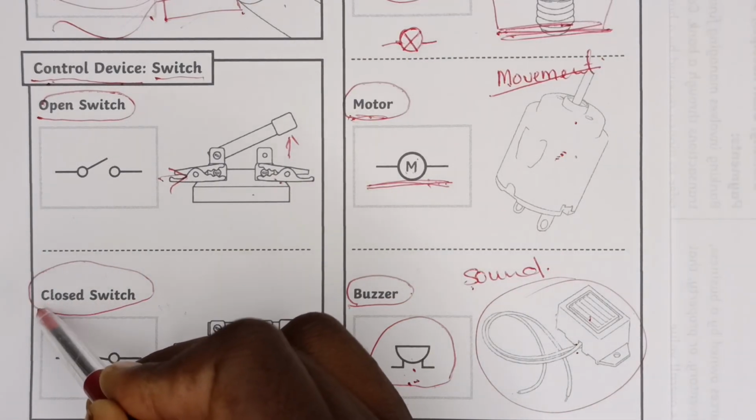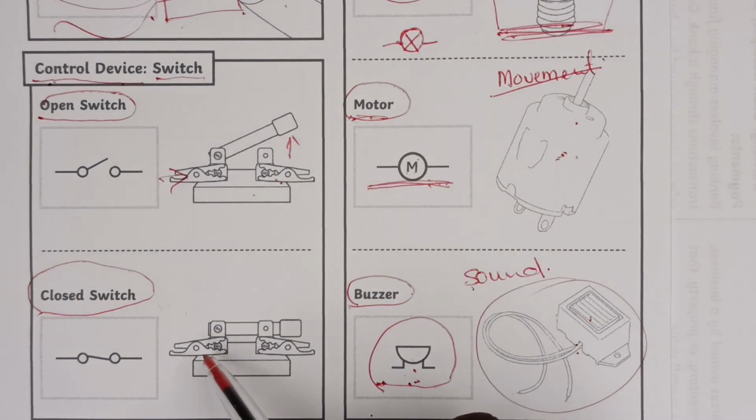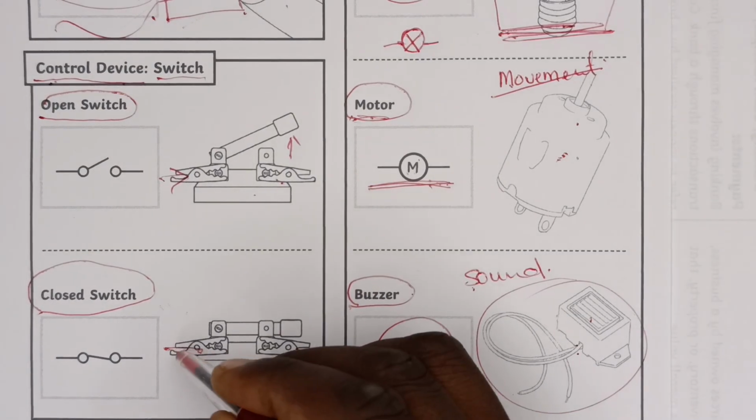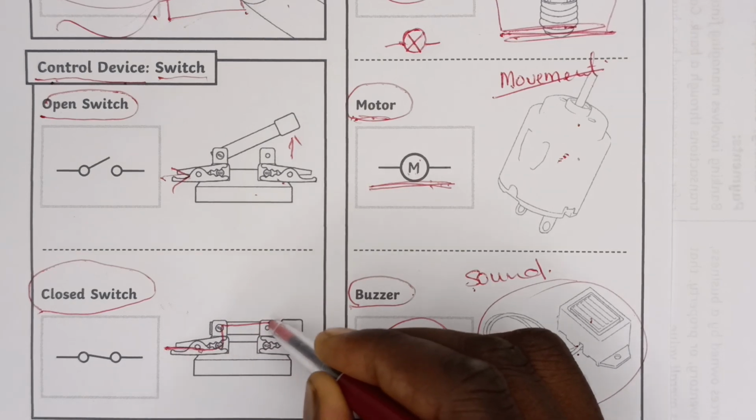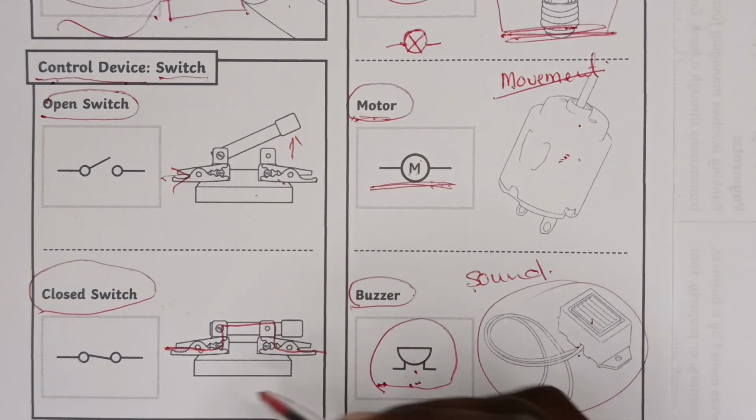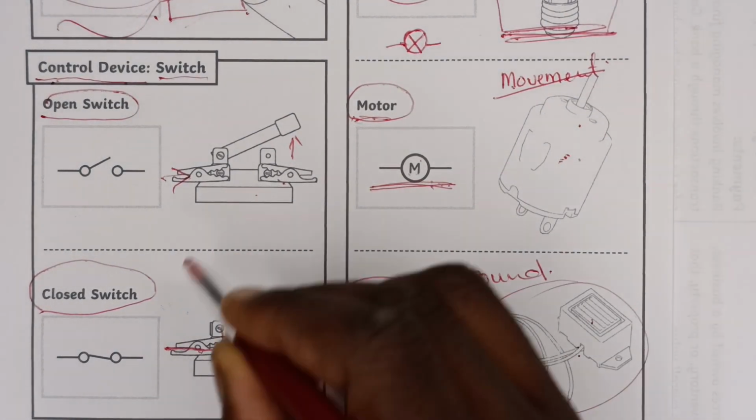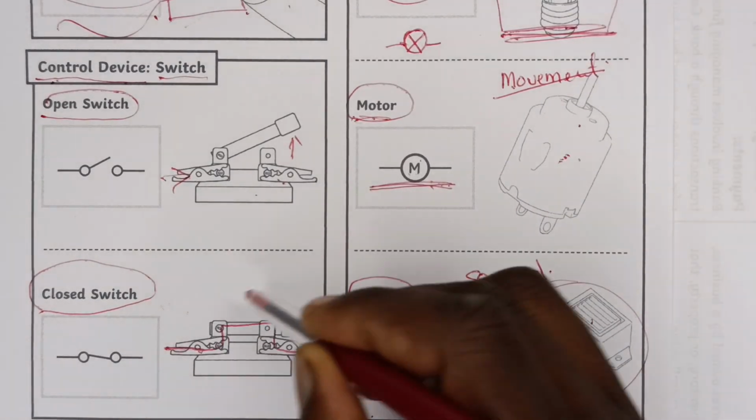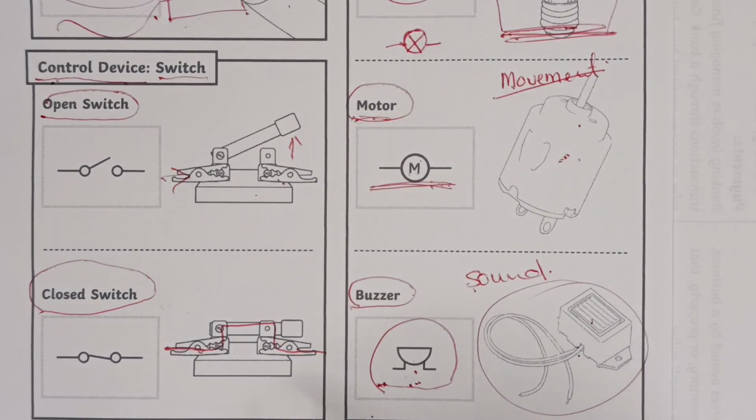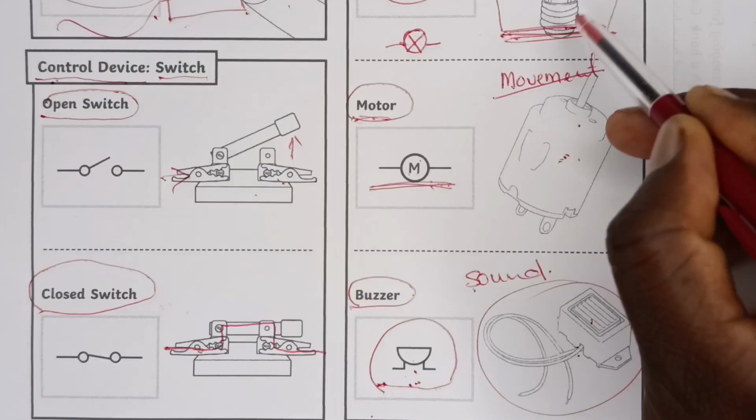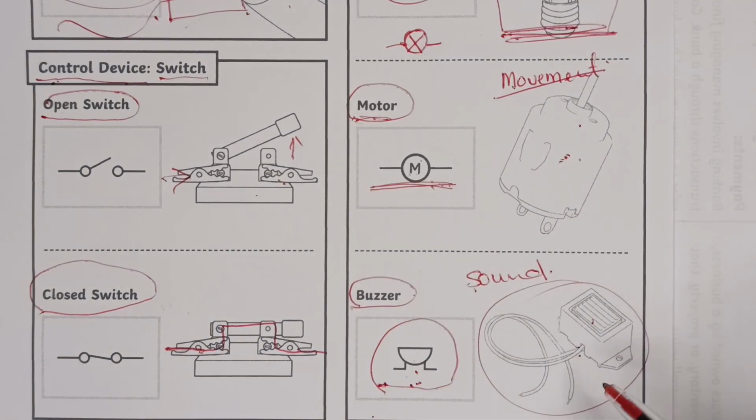But we have got a closed switch. This is a closed switch. When we close the switch, the electricity can flow simply like this, and it goes on. Now the circuit will have electricity or energy flowing. Because of that, the output devices will be on. They will buzz if it's a buzzer. They will give movement if it's a motor. It will light if it is a light bulb.